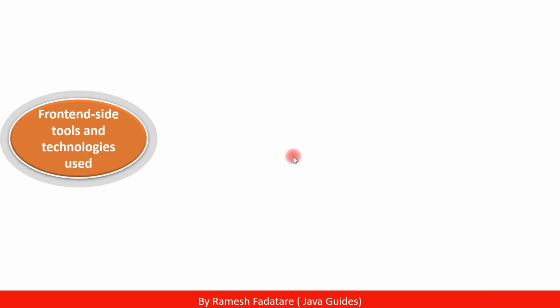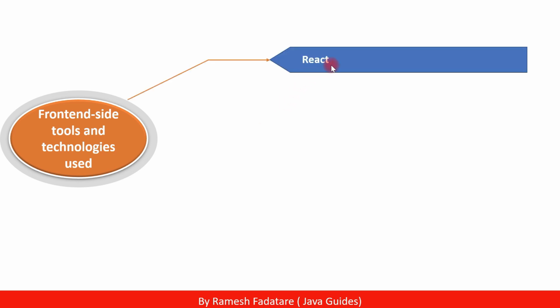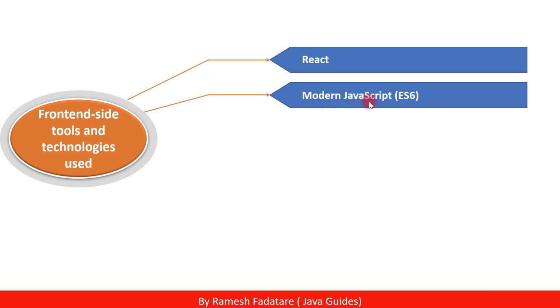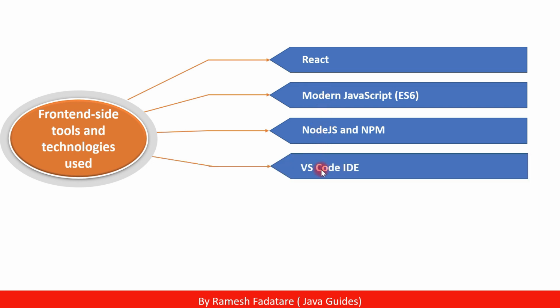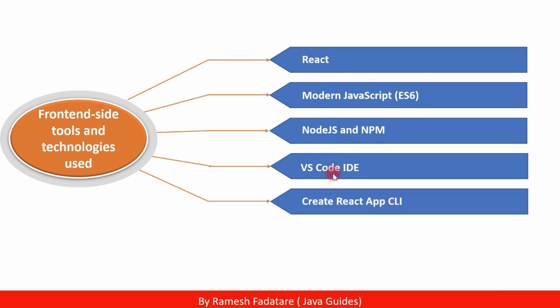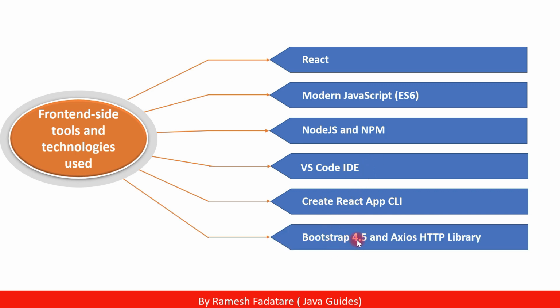Alright, great. Now let's quickly have a look into what are the tools and technologies that we'll be using at the front end side. We use the React JavaScript library to develop a single page application, and we are going to use modern JavaScript, and we are going to use Node.js and npm to install and create the project and libraries, and we are going to use Visual Studio Code IDE to develop a React application, and we are going to use Create React App command line tool to quickly create and run a React application, and we are going to use Bootstrap CSS library to style our web pages, and we are going to use Axios HTTP library to make a REST API call.